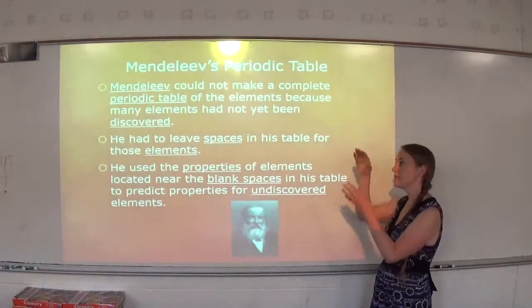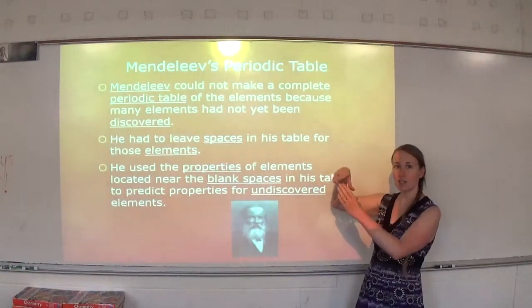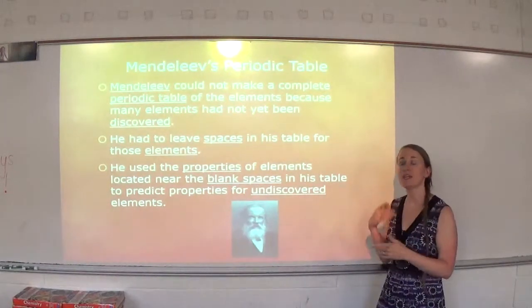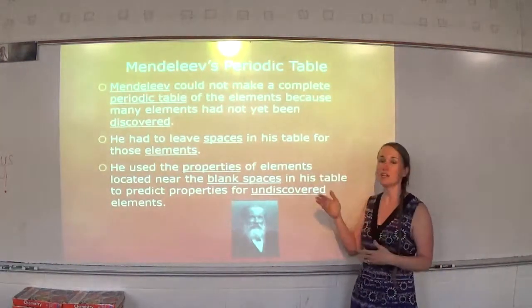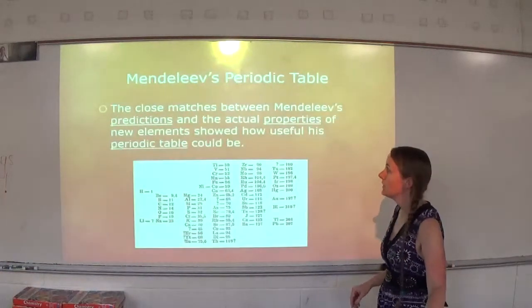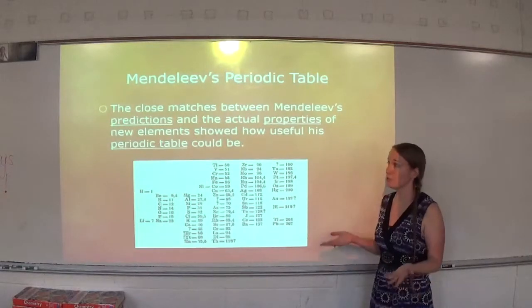So then what he did was he would look back at the blank spot that he had to skip over, and he would look at the elements above and below it, and he could predict properties about the element that we didn't even know about yet. And he was actually very accurate with that too. That's why we say his periodic table was useful.